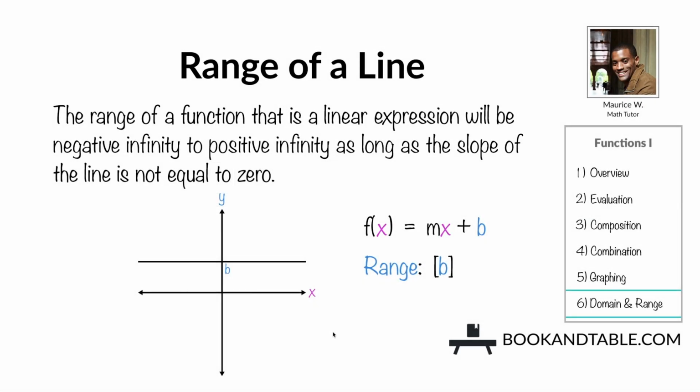The range of a function that is a linear expression will be negative infinity to positive infinity as long as the slope of the line is not equal to 0. So f of x is equal to mx plus b, the standard form of a line. The range will be just b if we have a flat line. It's just this number. But as long as there is some slope to it, whether it's positive or negative, the function will continue to positive infinity in the positive direction and negative infinity in the negative direction.